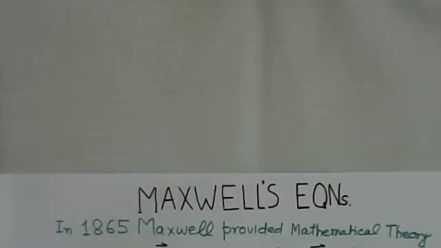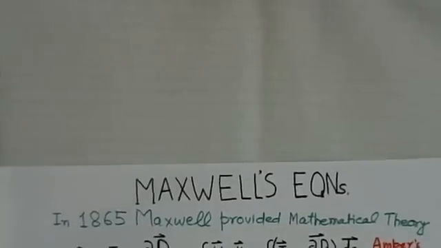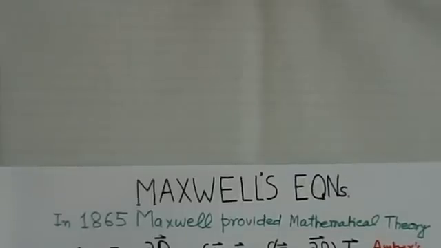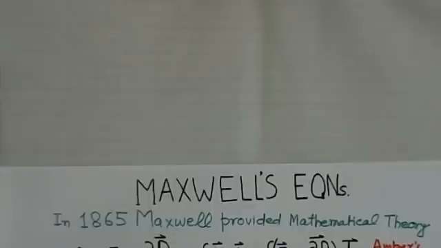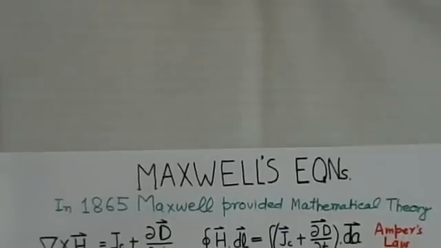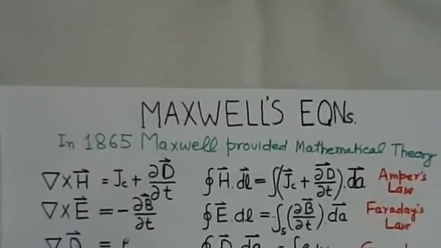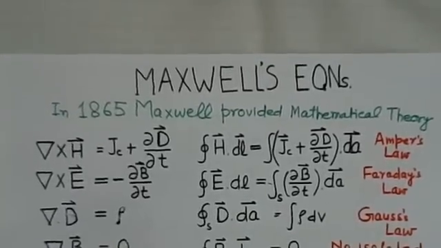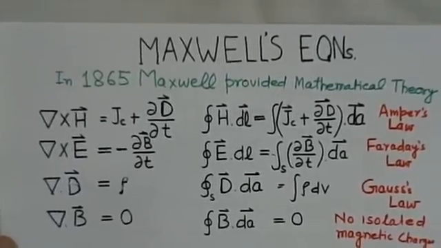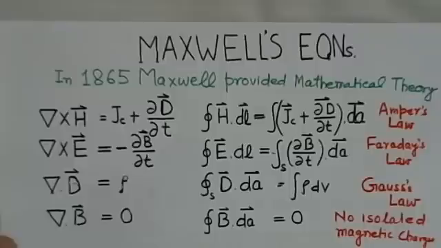and only in 1865, when Maxwell provided the mathematical theory, he showed that there is a close relationship between the electric and magnetic phenomena, and he laid down the very basic Maxwell's equations, which are the founding equations of present-day electromagnetic theory.